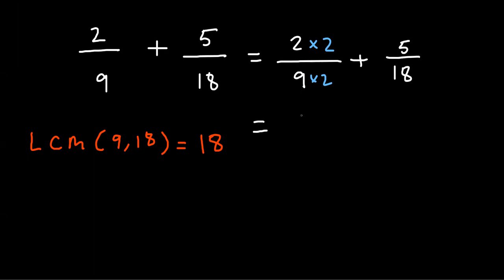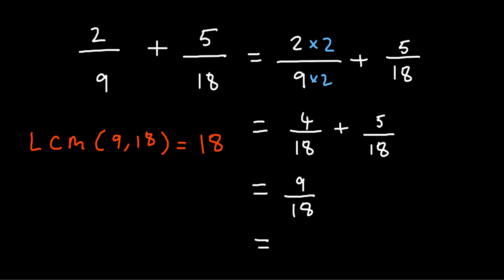So that becomes 4 over 18 plus 5 over 18. And that becomes 9 over 18. But since these numbers have a common factor of 9, you can divide that out to get a simplified fraction. So 9 over 9 is 1, and 18 over 9 is 2. So that becomes 1 over 2.